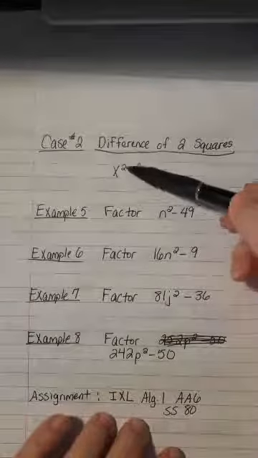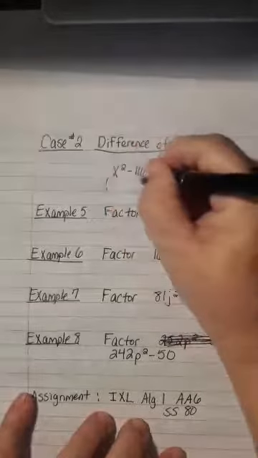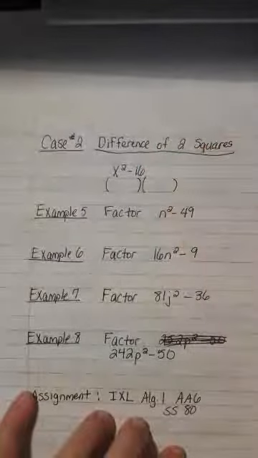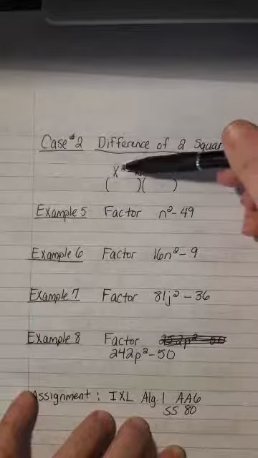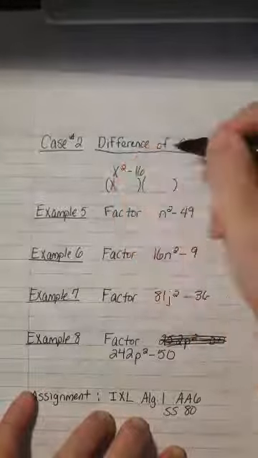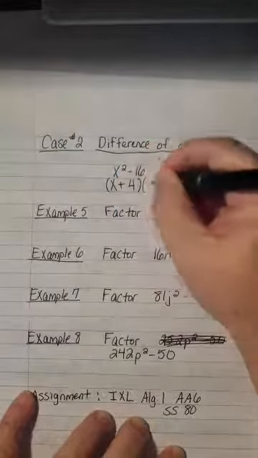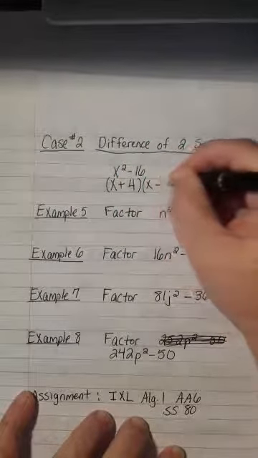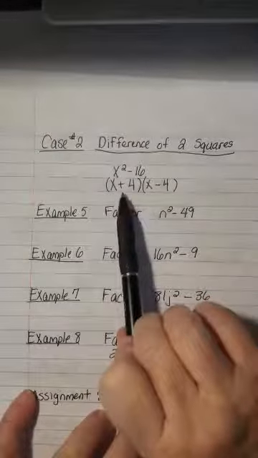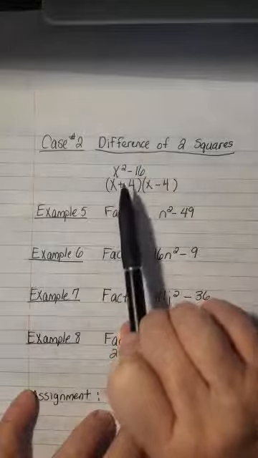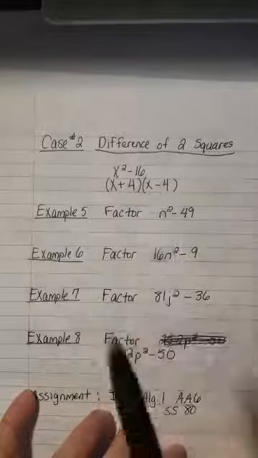So if this was our problem, x squared minus 16, and you have to factor that, it's going to automatically go into two parentheses. You're just going to take the square root of each of these terms. The square root of x to the second is x, and the square root of 16 is 4. You're going to make one parentheses plus, and another parentheses just like it, except change it to a minus. And it does not matter if you put the plus in the first parentheses or the minus in the first parentheses. X plus 4 times x minus 4 is your answer.